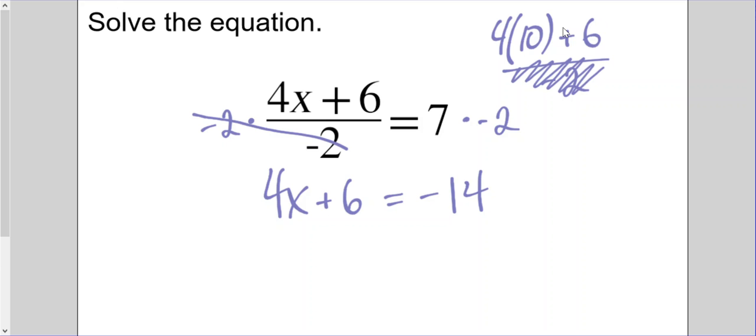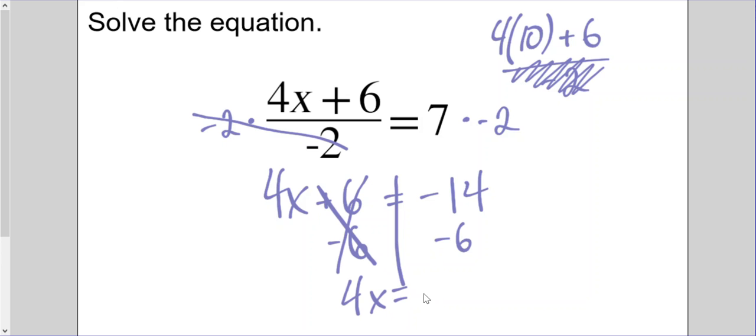My next operation, really my second operation, would be adding this 6. So that's what I want to cancel out. I want to cancel out adding 6 on both sides. So I'm going to subtract 6. I'm subtracting 6 to cancel out that plus 6. That gives me 4x equals negative 20.